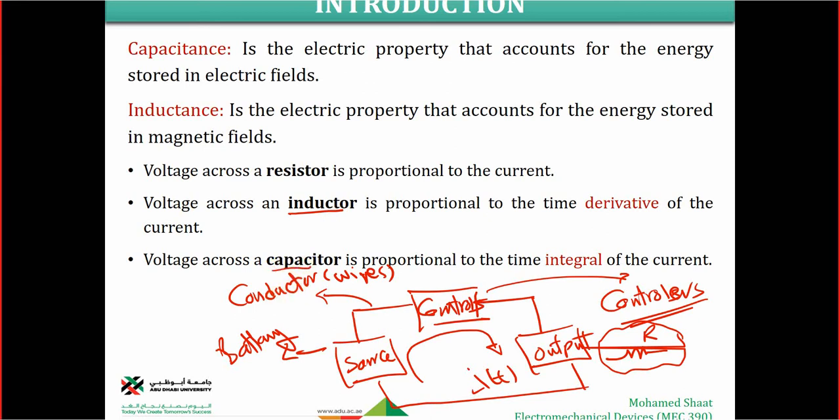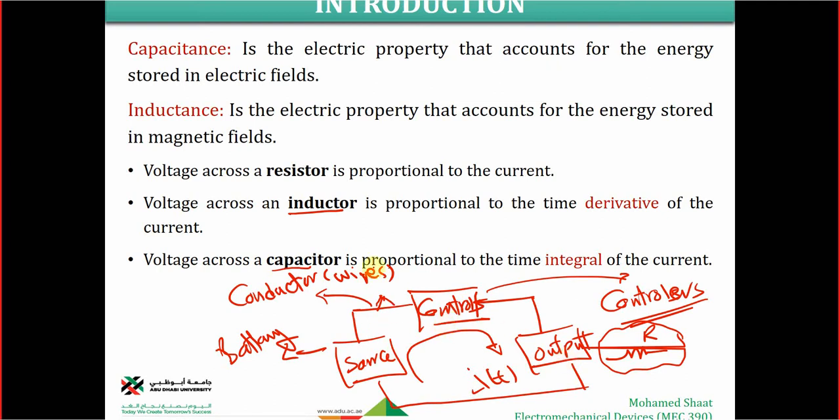And what are the things? Considered an element? Yes, it is an element, definitely. There should be a switch here just to turn the electrical circuit off or on. But I'm talking about the main element of any electrical circuit that would be used for controlling the flow of the current, and so on. So we do have the source, we do have controllers in addition to outputs.